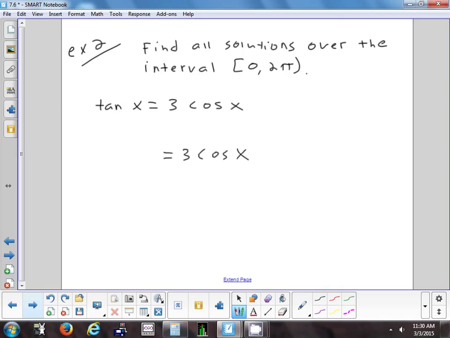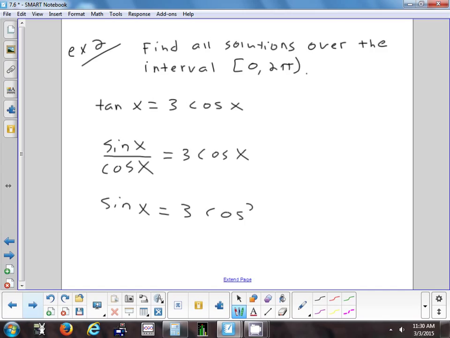Anybody tell me, how can you rewrite tangent? Try to use, if you can, a trig function that already appears in that equation. Yeah, you can write it as sine over cosine. So my next step, I want to get rid of this denominator. I want to get rid of dividing by cosine. So Colby, what would I do on each side to undo dividing by cosine? Multiply by cosine. Yeah, multiply by cosine.